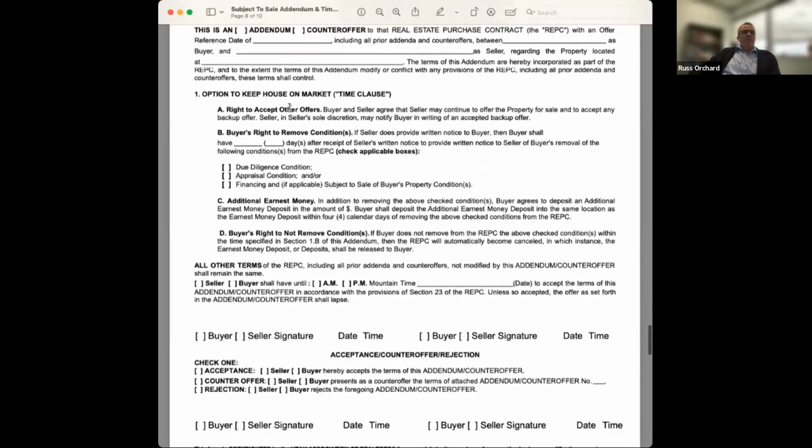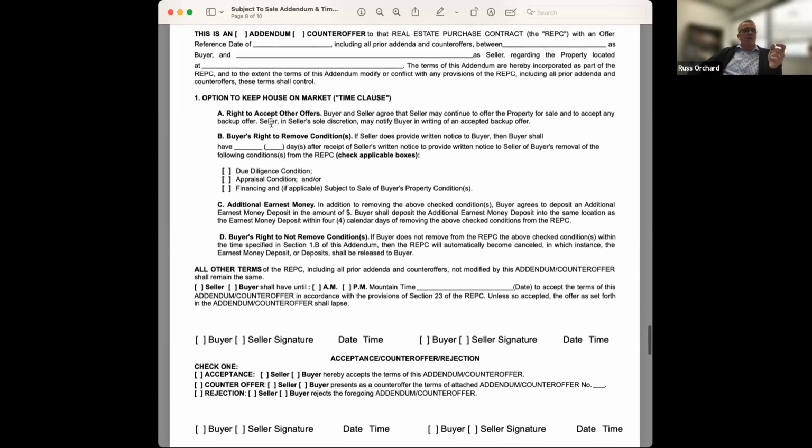And then this addendum gives the seller the right to continue to market the property and accept other offers. I'm going to run through this, but there's a couple of things, and specifically one that I want to make sure to point out to you guys so that everybody understands. So first is the right to accept other offers. The buyer and seller agree the seller may continue to offer the property for sale and accept backup offers. And then this is that key piece that I want to make sure you guys understand: the seller, in the seller's sole discretion, may notify the buyer in writing of an accepted backup offer.